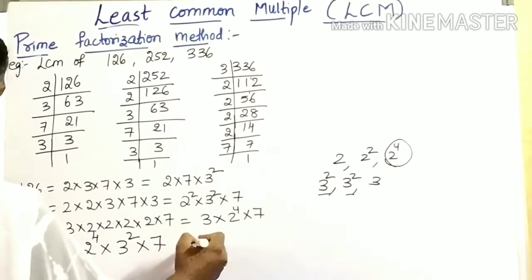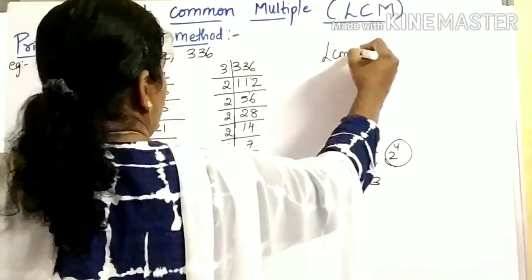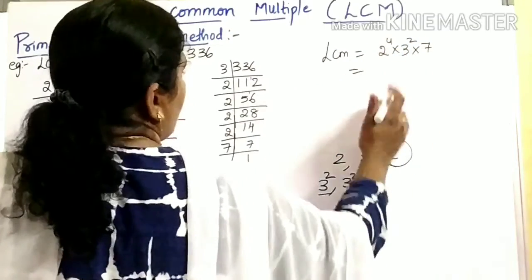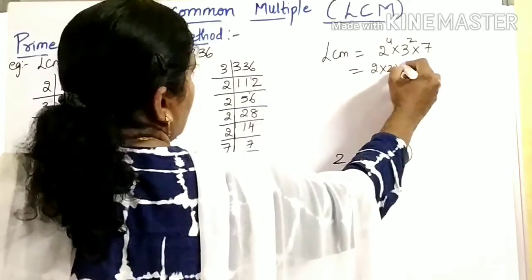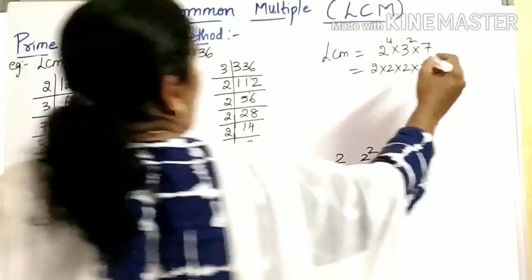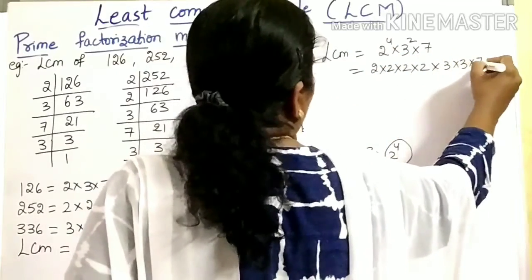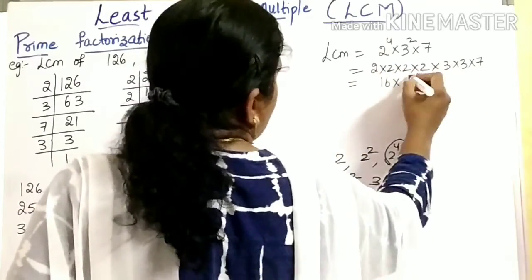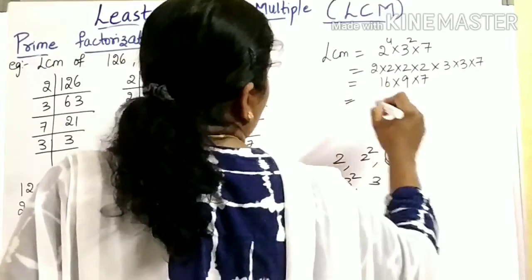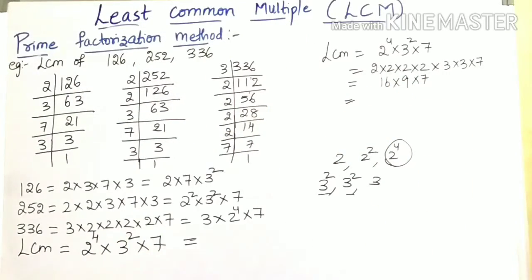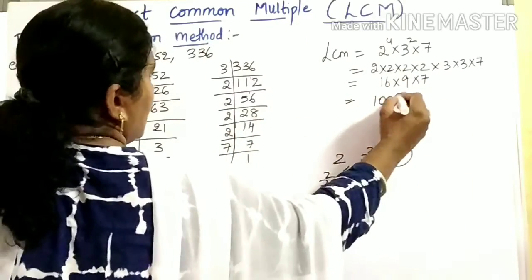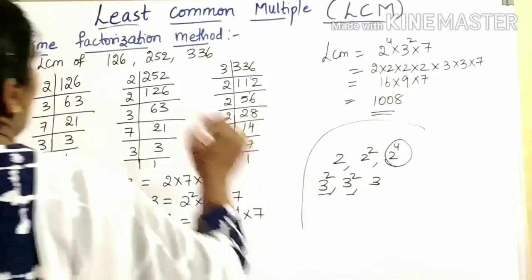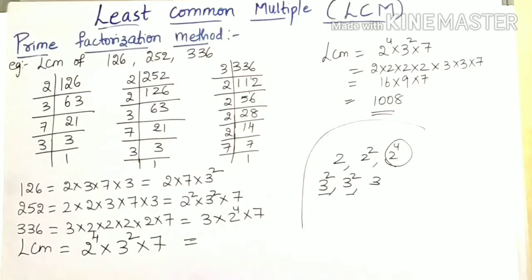Now what is the LCM here? LCM is nothing but 2 to the power of 4, 3 square into 7. 2 to the power of 4 is how much? 2 into 2 into 2 into 2. 3 square is how much? 3 into 3, and 7. 2 2s are 4, 4 2s are 8, 8 2s are 16. And 3 3s are 9, into 7. When you multiply 16 into 9 into 7, you get 1008. So the LCM of these three numbers is 1008. This is how you have to do LCM by prime factorization method.